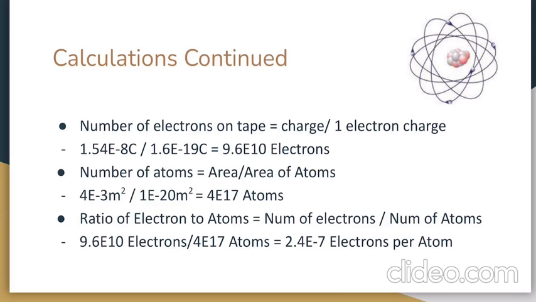Calculations continued. We can find the number of electrons on the tape by dividing our calculated charge by 1 electron charge, which will give us 9.6 times 10 to the 10th electrons. We can also find our number of atoms by dividing the area of the tape by the area of the atoms, which gives us 4 times 10 to the 17th atoms. And we can find our ratio of electrons to atoms by dividing the number of electrons by the number of atoms, which gives us 2.4 times 10 to the negative 7 electrons per atom.